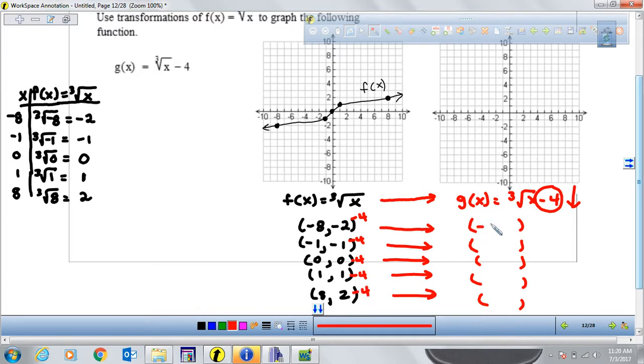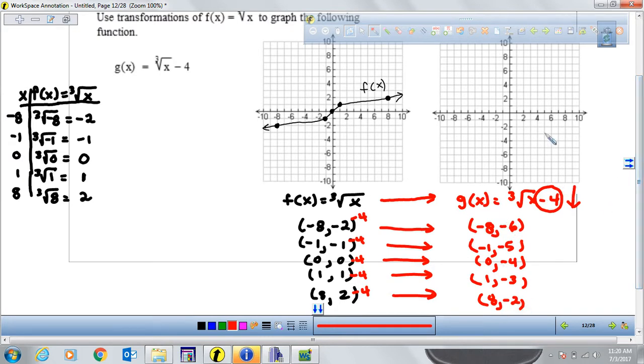So that's going to give us negative 8, comma, and when I subtract, negative 2 minus 4 is negative 6. Negative 1, comma, negative 1 minus 4 is negative 5. 0, comma, 0 minus 4 is negative 4. 1, comma, 1 minus 4 is negative 3. And then 8, comma, 2 minus 4 is negative 2. This is going to be the table for the function g of x.